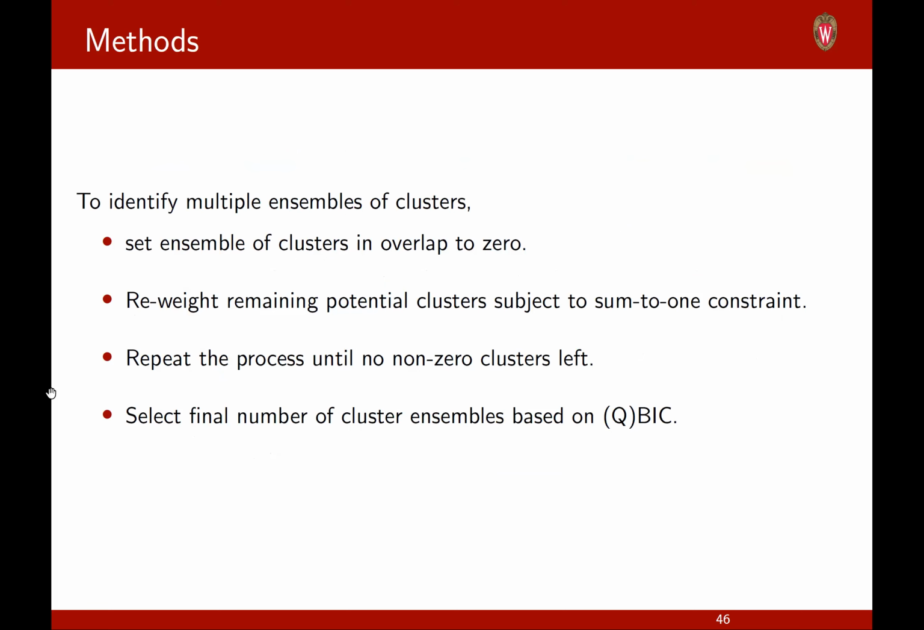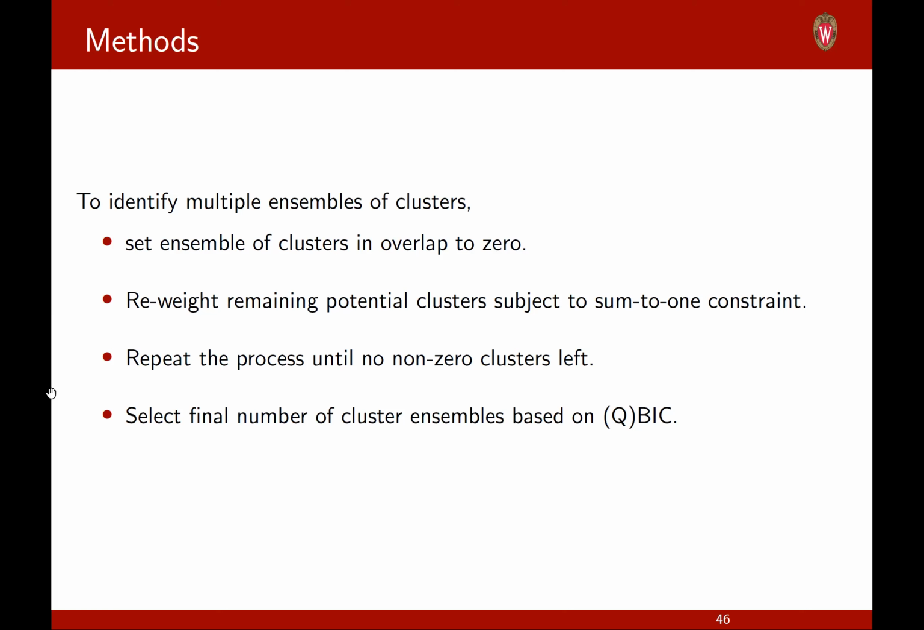Of course, this is readily extendable to identify multiple clusters as well. So we have our first ensemble detected, and we take it out by setting the likelihood everywhere there to 0. And then we reweight the remaining weights, again, subject to that sum to 1 constraint, and we repeat the process.